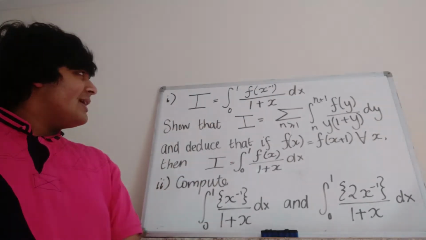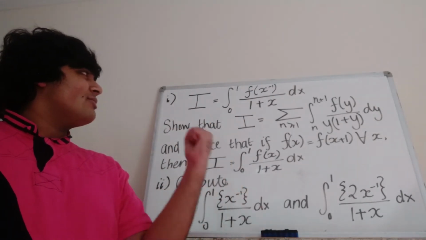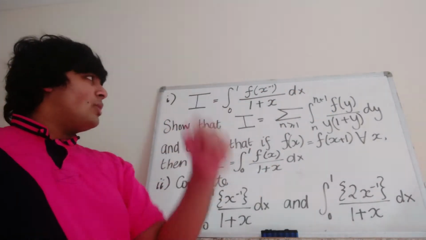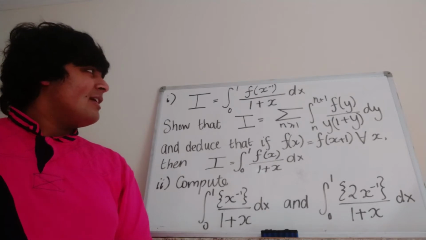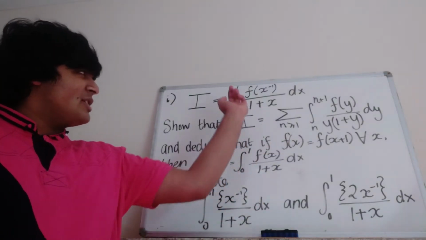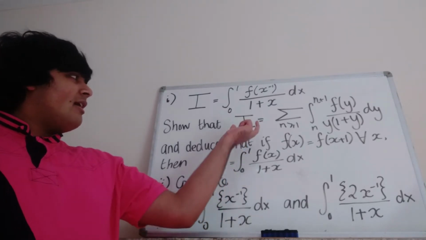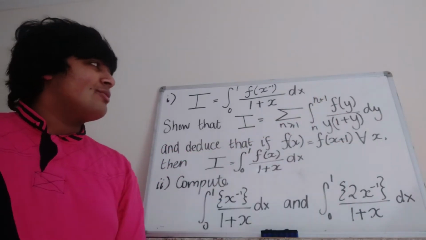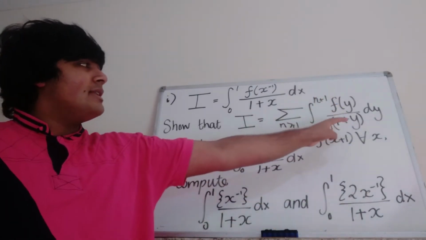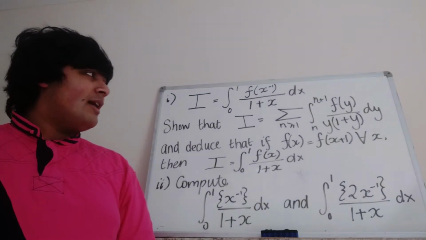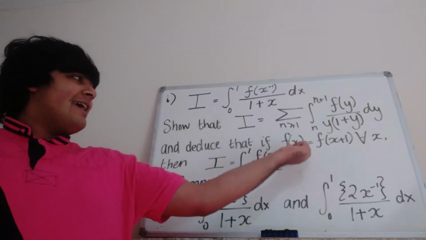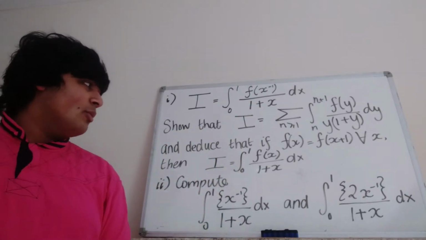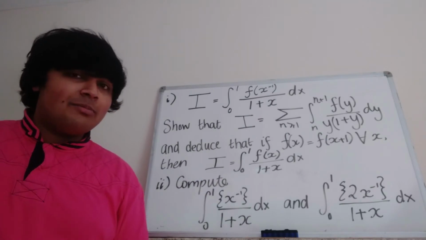Okay, so part 1, we have this integral I defined to be equal to the integral from 0 to 1 of f of the inverse of x over 1 plus x dx. So f of 1 over x over 1 plus x dx, where f is just some arbitrary function for which this integral exists. We want to show that I can also be expressed as this thing here, the infinite sum from n equals 1 to infinity of the integral from n to n plus 1 of f of y divided by y times 1 plus y dy, and deduce that if f of x equals f of x plus 1 for all x, then we can also write I in this form here, the integral from 0 to 1 of f of x divided by 1 plus x dx.